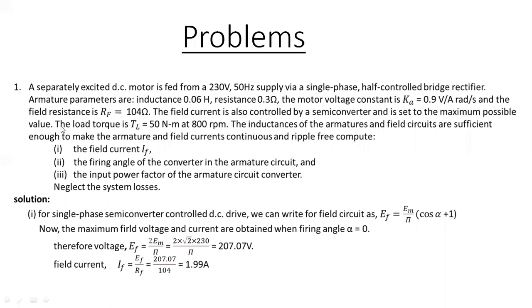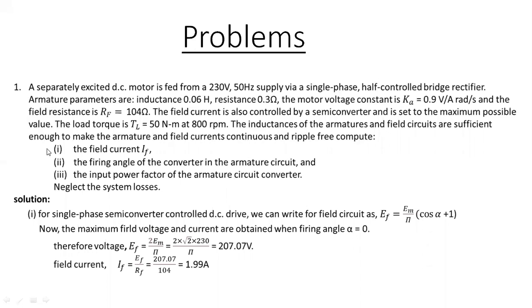Remember this point. The load torque TL is 50 Newton meter at 800 RPM. So the speed is given in RPM and the load torque is 50 Newton meter. The inductances of the armature and field circuits are sufficient enough to make the armature and field currents continuous and ripple free. So this is the assumption made, that the armature and the field currents are continuous.